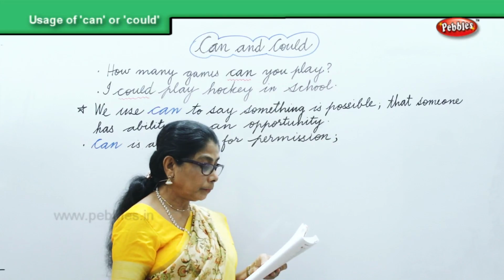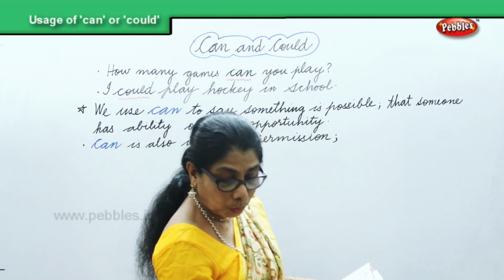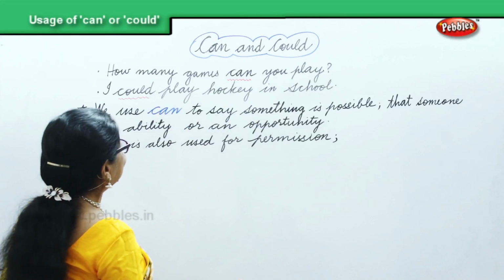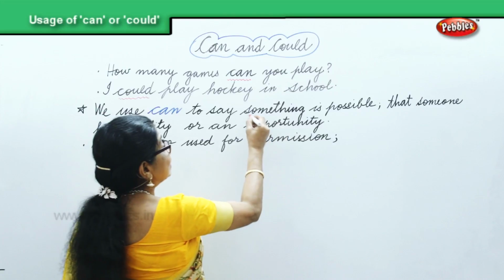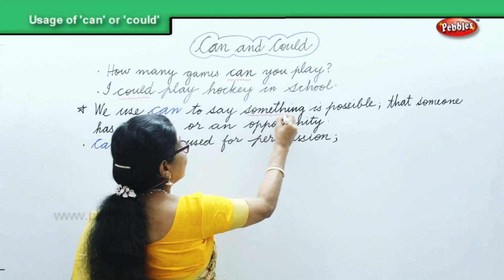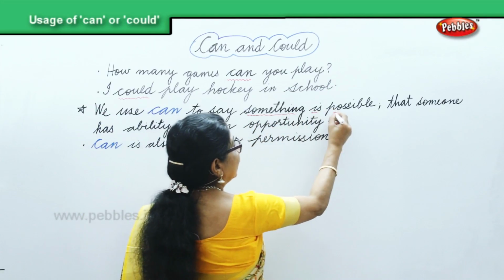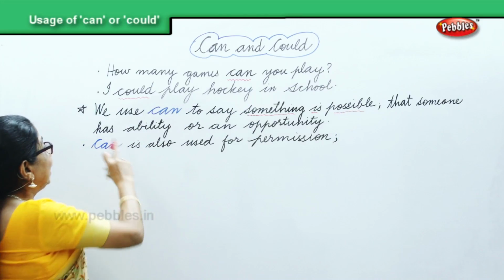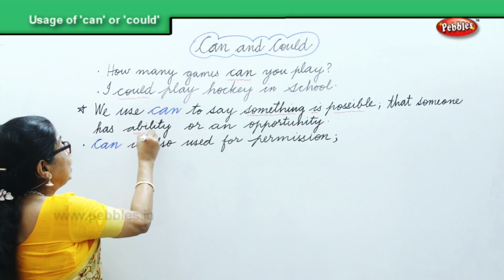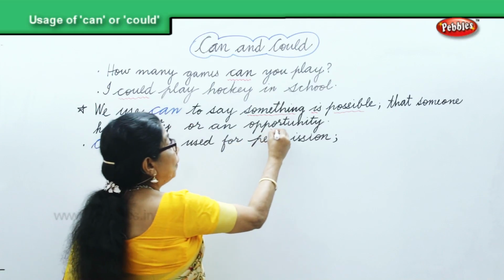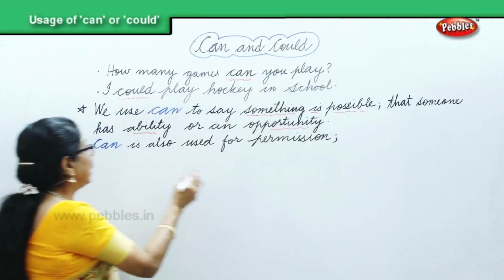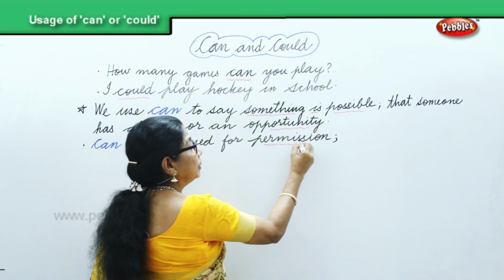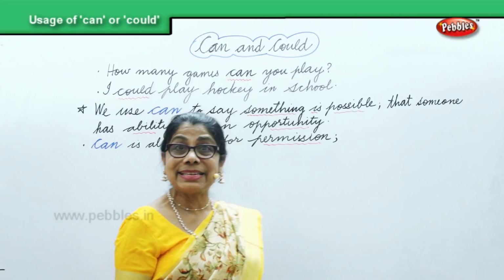Okay? Now, what do we need to remember here? We use can to say something is possible. Okay? And that someone has ability or opportunity. The other category, can is used for permission. Let's look at the sentences now.